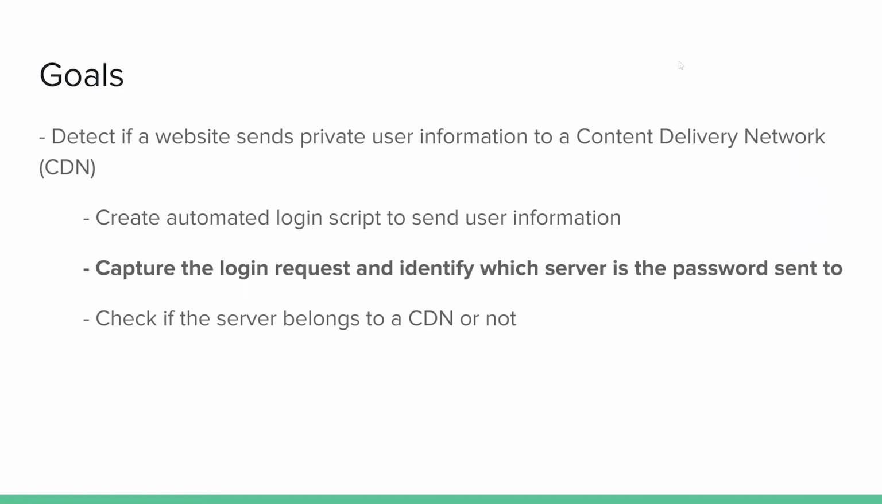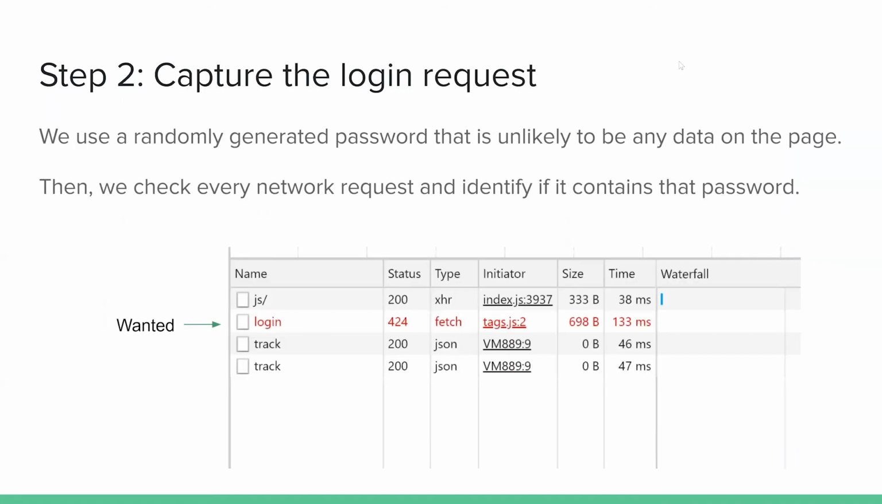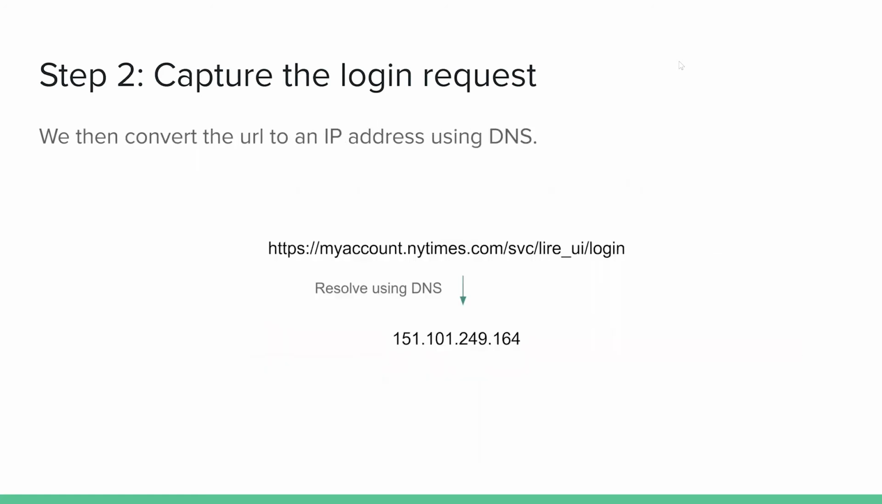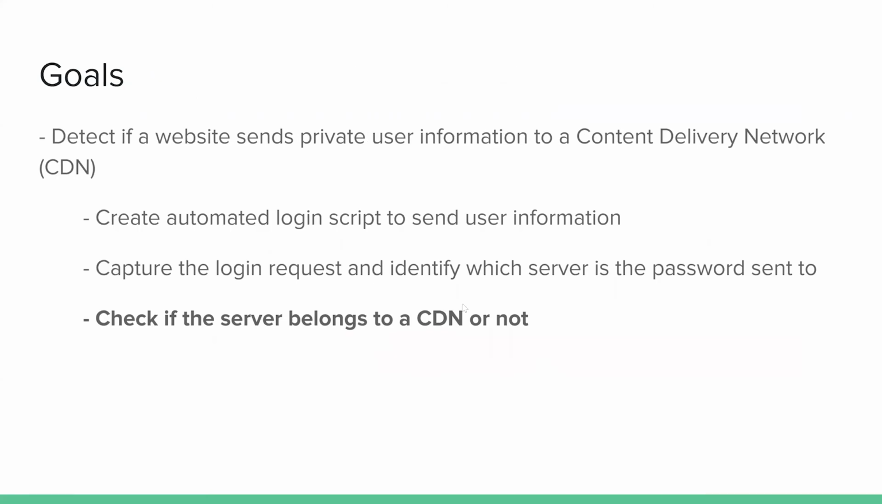And the second step is to capture the login request. We use a randomly generated password that is unlikely to be any data on the page. After we click the submit button or the login button, we check every login network request and identify if it contains that password. Then we get the URL of the request and we resolve it into the IP address using DNS service. And that leads to our final step, which is to check if the server belongs to a CDN or not.